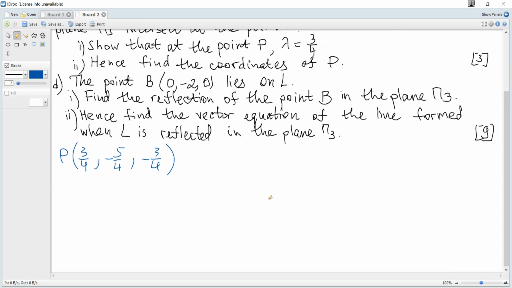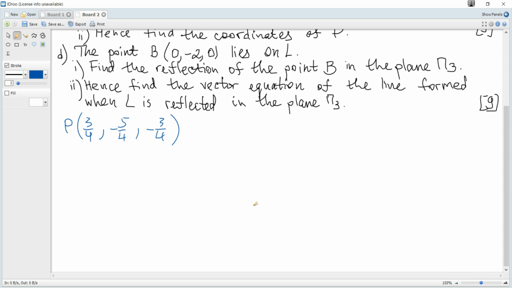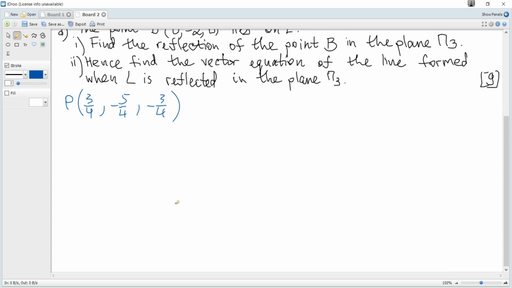The next, the point B (0, -2, 0) lies on L. Find the reflection of the point B in the plane pi 3, hence find the vector equation of the line formed when L is reflected in the plane pi 3. So this situation looks like this.